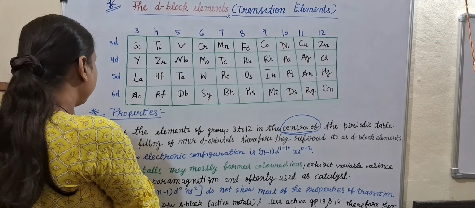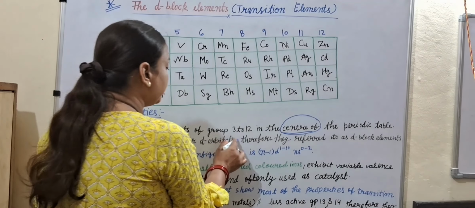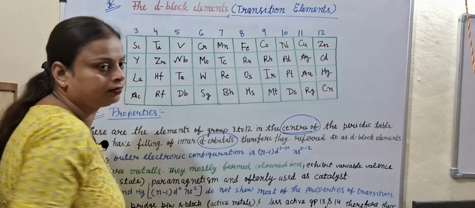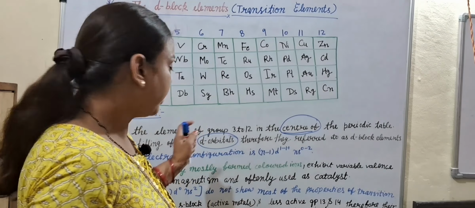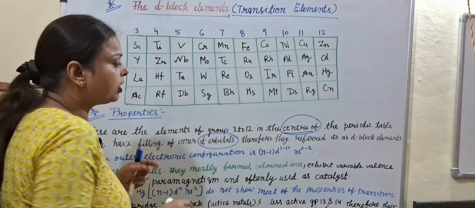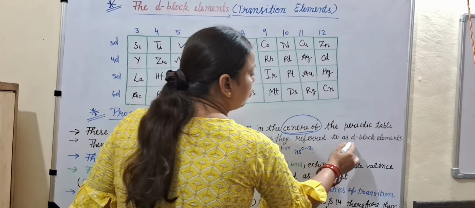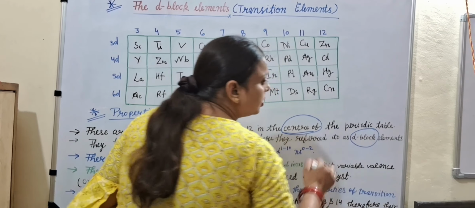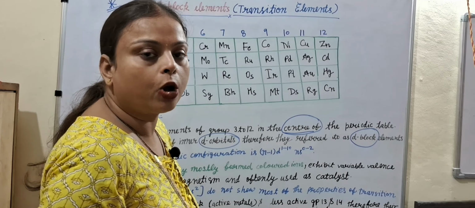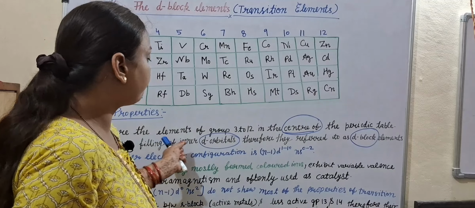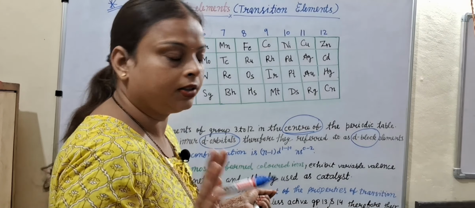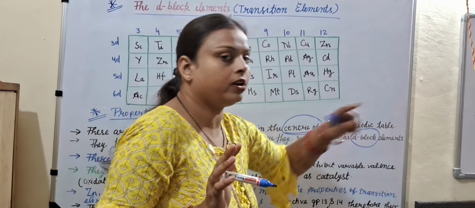Now come to the next point. They have filling of inner d orbital. These elements have filling of inner d orbital, therefore they are referred to as D block elements. That's why they are called D block elements.